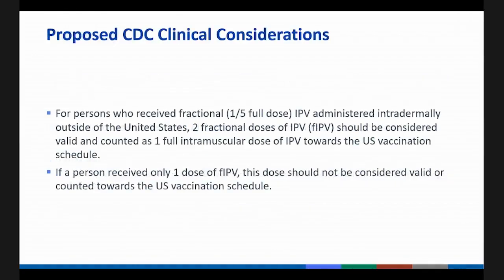So based on this information, the work group agrees with the following proposed language to be included in CDC considerations for persons receiving polio vaccines outside of the United States. For persons who received fractional or 1/5 full dose IPV administered intradermally outside the United States, 2 fractional doses of IPV should be considered valid and counted as 1 full intramuscular dose of IPV towards the US vaccination schedule. If a person received only 1 dose of fractional IPV, this dose should not be considered valid or counted towards the US vaccination schedule.